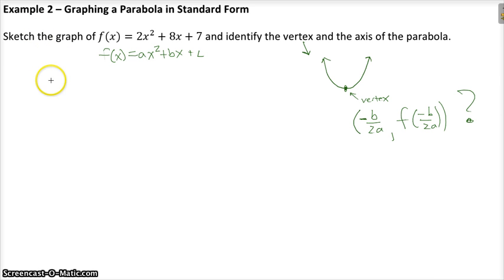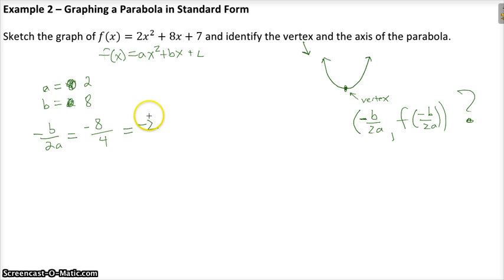Okay? So what I need to do is I need to find out what a and b are. In this case, a is equal to 2, b is equal to 8. If I put in negative b over 2a, negative 8 over 2 times 2, which is 4, I get negative 2.